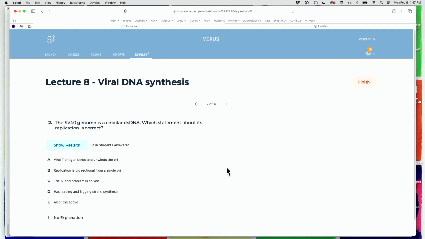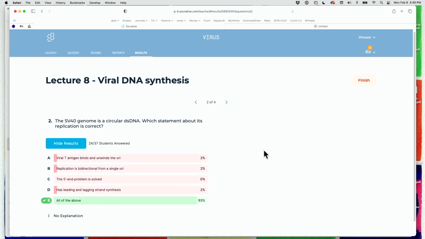The SV40 genome is a circular double-stranded DNA. Which statement is correct? It's correct this time. A, T antigen binds and unwinds the ORI. B, replication is bidirectional from a single ORI. C, the 5' end problem is solved. D, has leading and lagging strand synthesis. E, all of the above. Okay, what do we have here? Most of you got all of the above, which is correct. All these things are right.